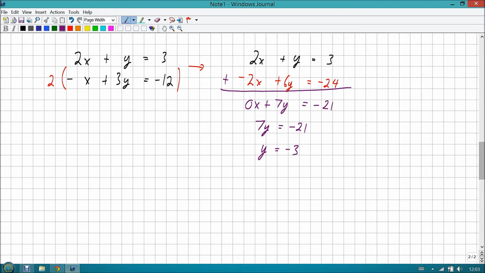But I'm not done yet, I still have to find my x value. So I plug it into my first equation. My first equation was 2x plus y is equal to 3. I then plug in y is equal to negative 3. So I have 2x plus negative 3 is equal to 3. Add 3 to both sides. We have 2x is equal to 6. Divide both sides by 2. We have x is equal to 3. Oh, not done. So I have a y-coordinate at negative 3. I have an x-coordinate at 3, which means the solution would be at 3, comma, negative 3.